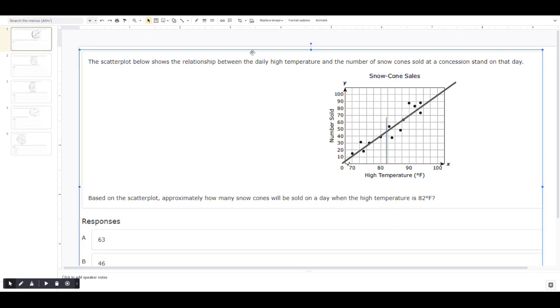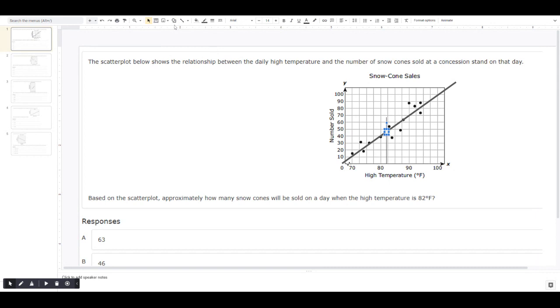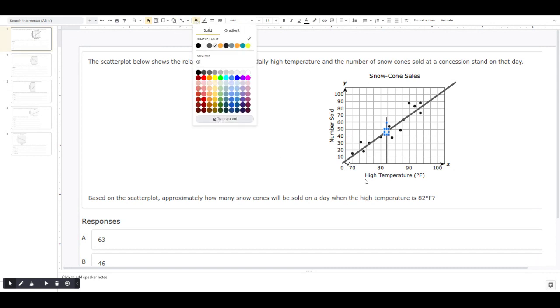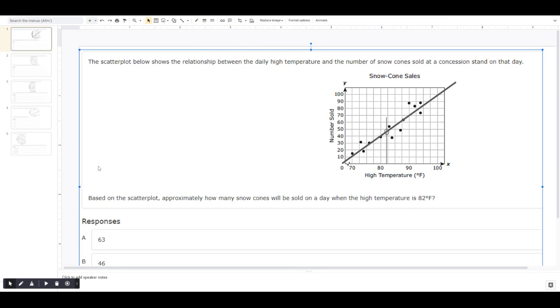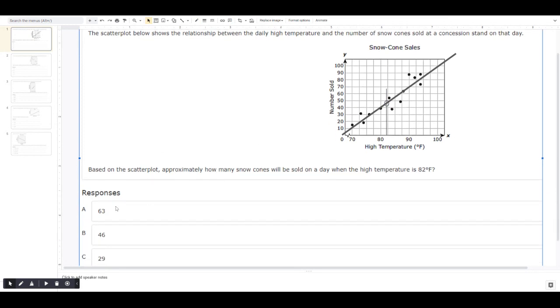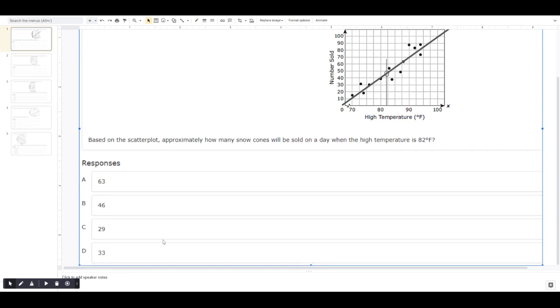Where those two lines meet is always going to be your answer. So it would be those points right there that you're looking for. We'll look for an answer choice that's somewhere between 40 and 50 snow cones. We got 63, 46, 29, and 33. Your answer would be 46. 46 snow cones fits our data nicely through here. So that would be the answer to pick on that one.